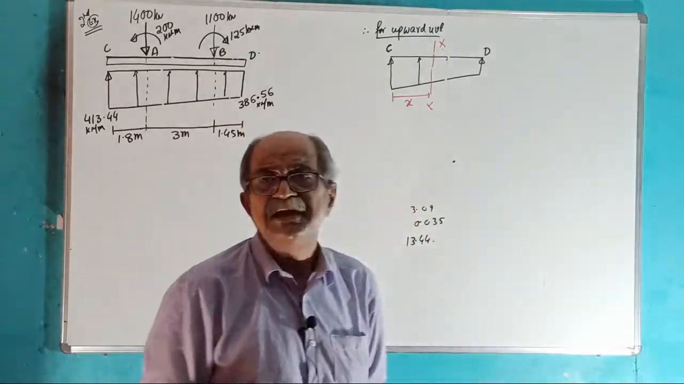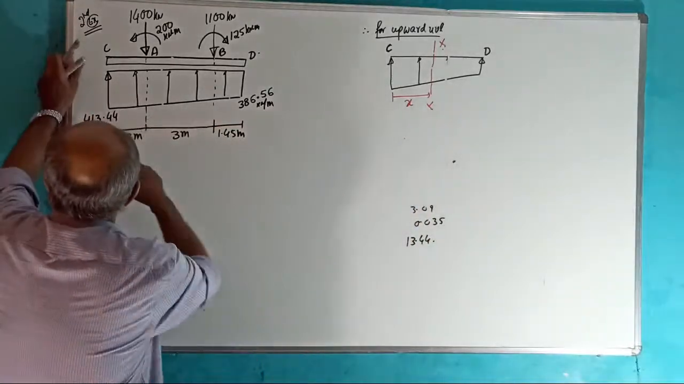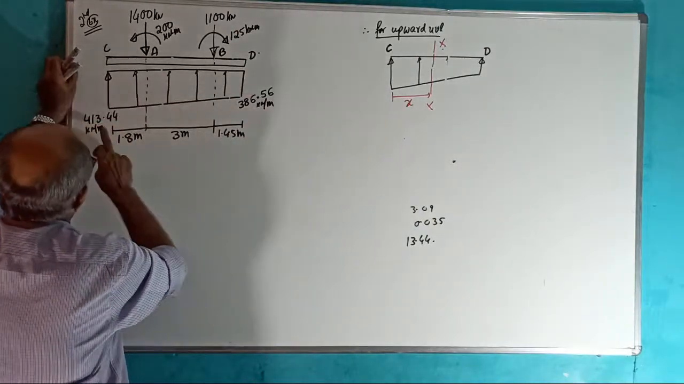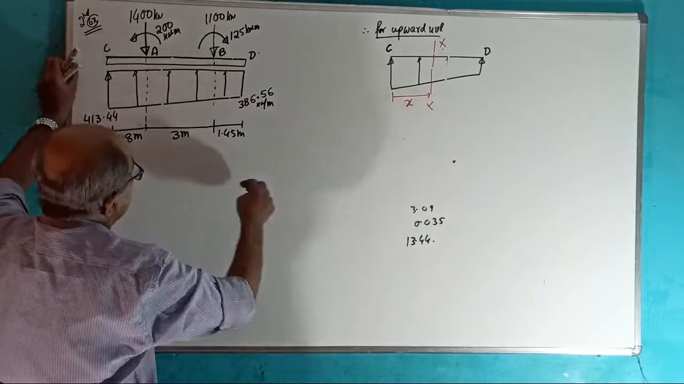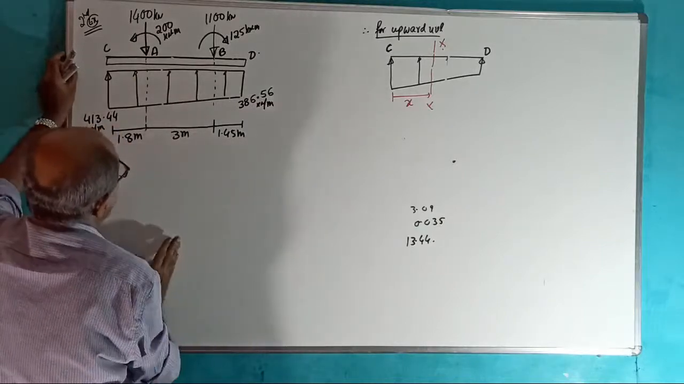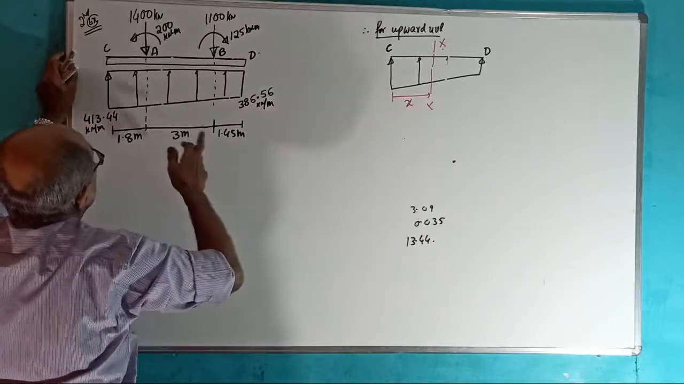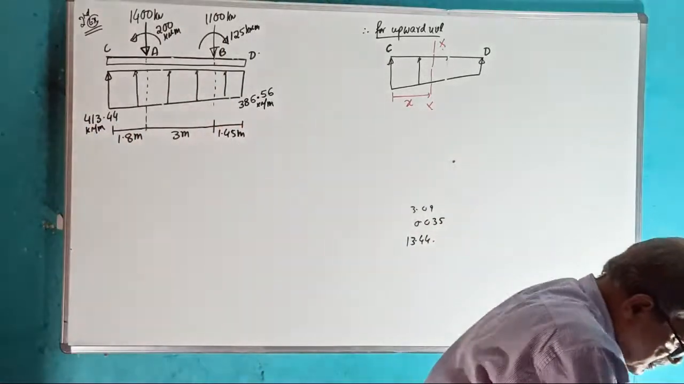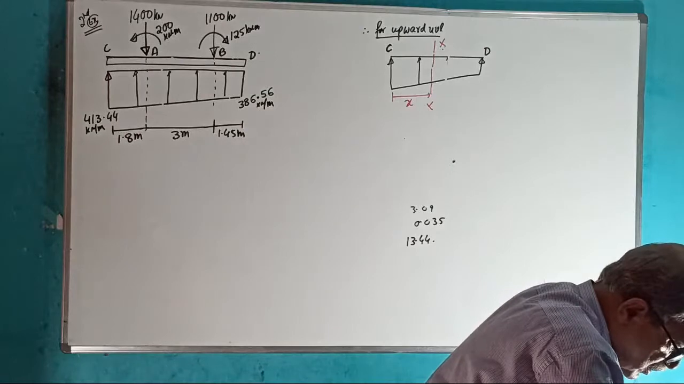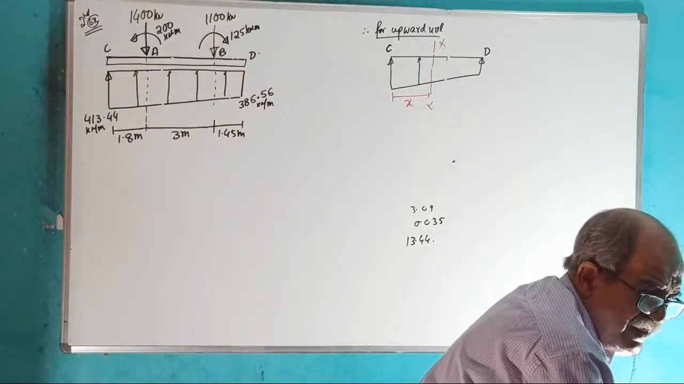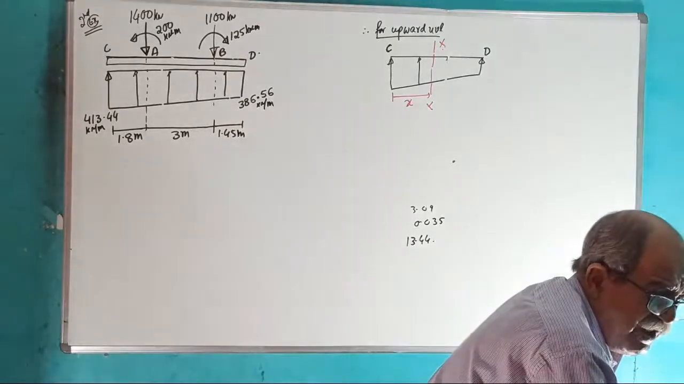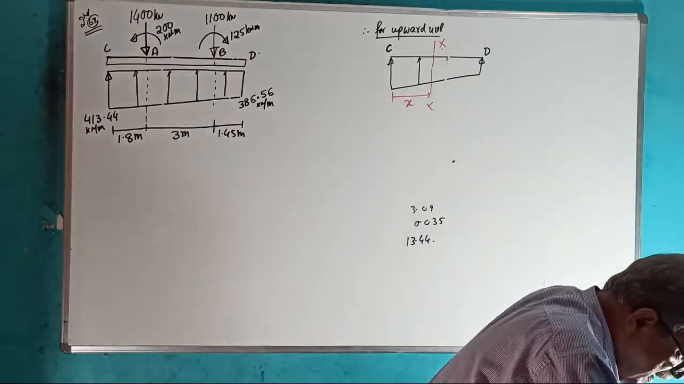So the question is changed now. Intensity is 413.44 to 386.66. Now, sum of these two divided by 2 into 6.25 is upward, minus 1400 minus 1100. Now tell the answer. Net vertical load. If it comes 0, then sigma V 0 is guaranteed. See, without equilibrium you cannot go for SFD and BMD.